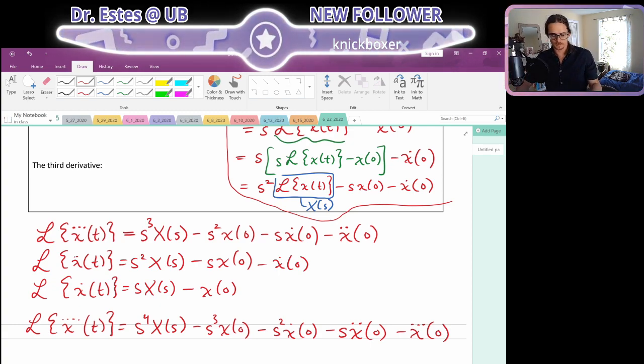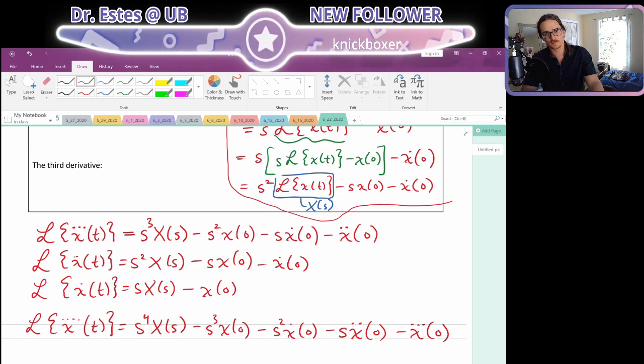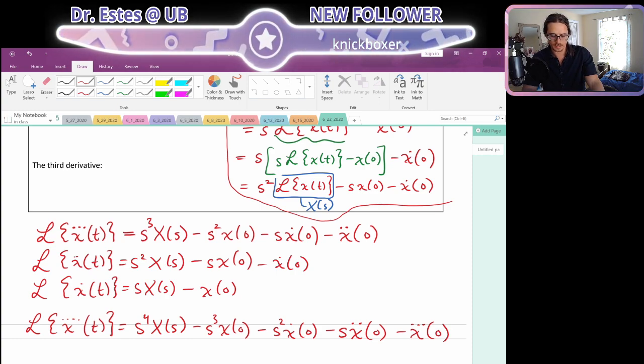So look at this. Taking the time derivative of something is the same as, in the S domain, multiplying that variable by powers of S and multiplying its initial conditions by powers of S.